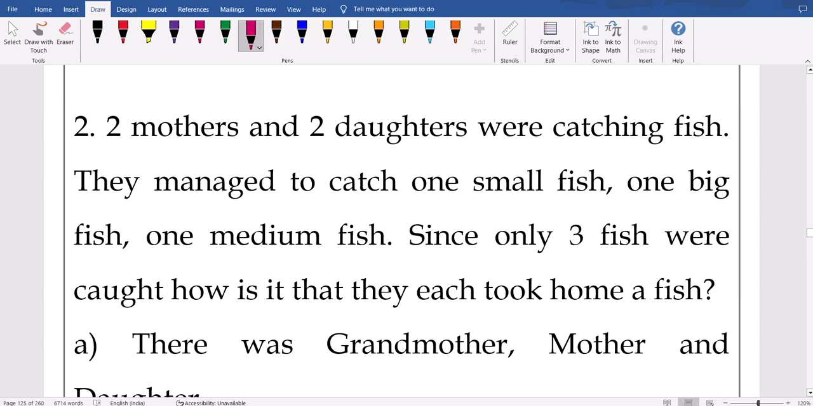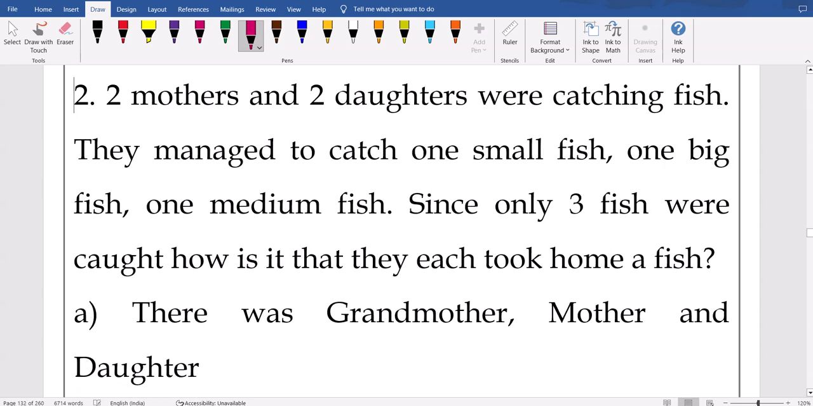2 mothers and 2 daughters. They managed to catch one small fish, one big fish, one medium fish. Since only 3 fishes were there, it is possible. So 2 mothers, 2 daughters, but each one should get one fish. So everyone should take, and there are only 3 fishes available. See, when the question is regarding 3 fishes available, 3 females are sufficient. It can map that. 2 mothers, 2 daughters, one granddaughter, all will be satisfied with 3 people.